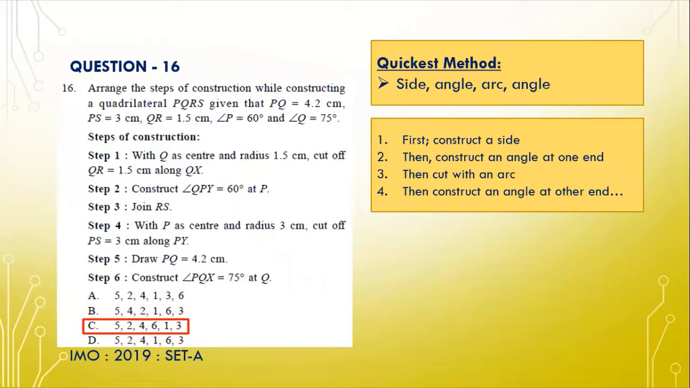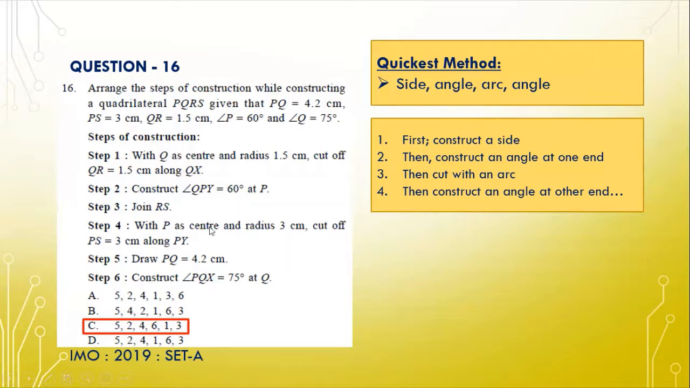Arrange the steps of construction while constructing a quadrilateral PQRS, given that PQ is equal to 4.2 centimeters, PS is equal to 3 centimeters, QR is 1.5, angle P is 60, angle Q is 75. So normally in construction of quadrilateral, what is the quickest method? Side, angle, arc, angle, isn't it? First you construct a side. PQ is 4.2 centimeters. Then you construct an angle at one of the ends. So construct angle QPY, as PY is the ray at 60 degrees to P. Then fourth, with P as a center and radius 3 centimeters, cut off the PS along PY. So that will give you PS, isn't it?